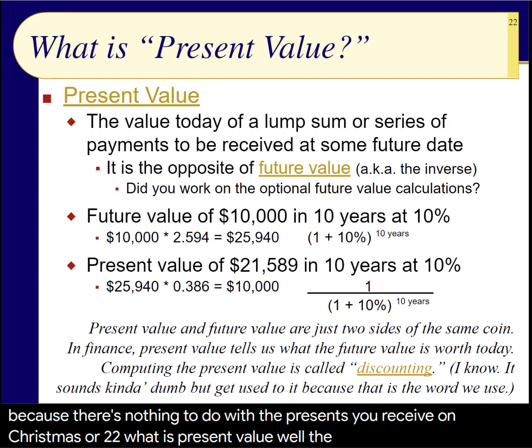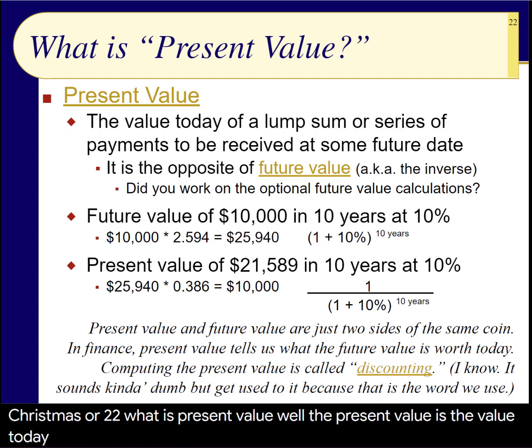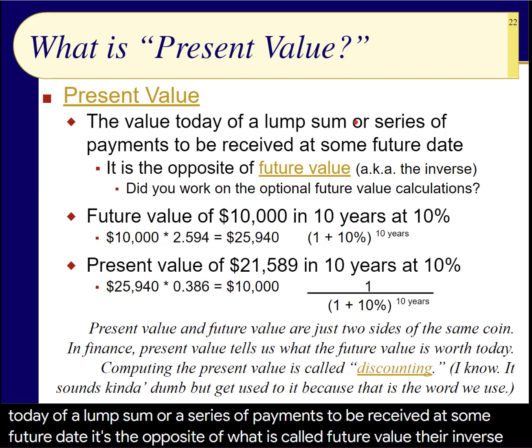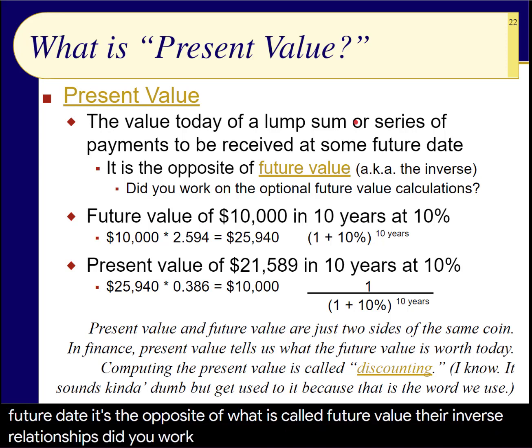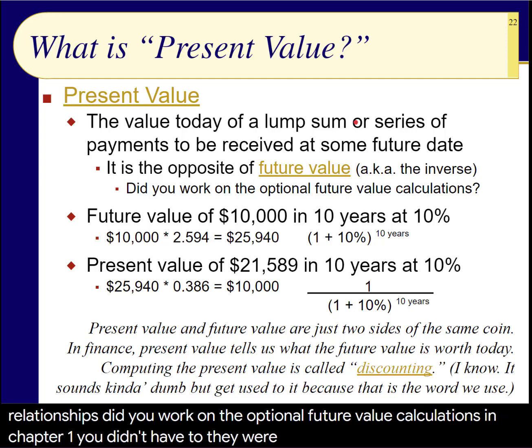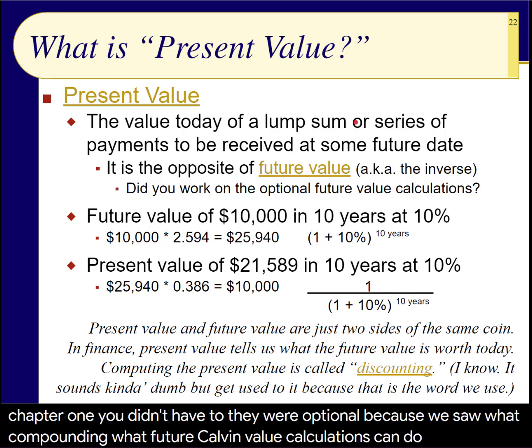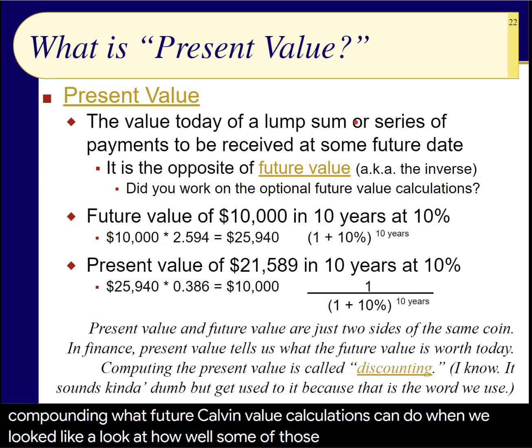Well, the present value is the value today of a lump sum or a series of payments to be received at some future date. It's the opposite of what is called future value. There are inverse relationships. Did you work on the optional future value calculations in Chapter 1? You didn't have to. They were optional because we saw what compounding, what future value calculations can do when we took a look at how well some of those mutual funds had done.